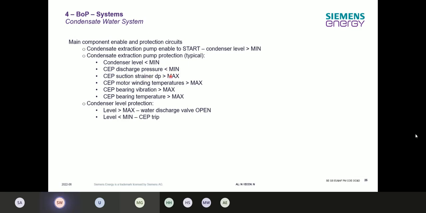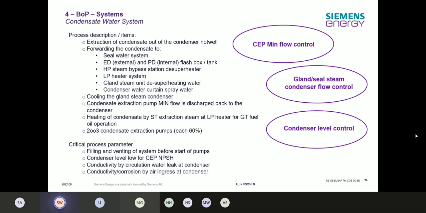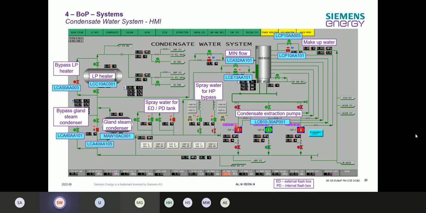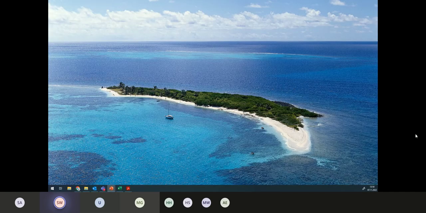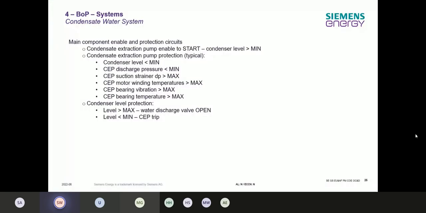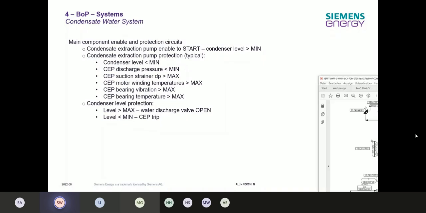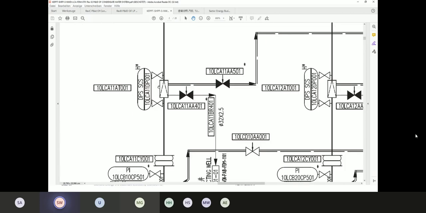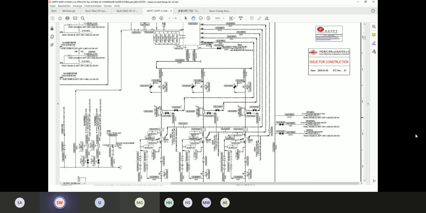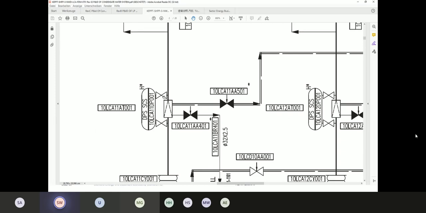Suction strainer delta P higher than max. Here in front of the pump, of course, there is a strainer, and the strainer is there to make sure that no particles get into the pump. So you are coming from the condenser, you have the strainer in here, and the strainer has a delta P measurement, suction and discharge side.